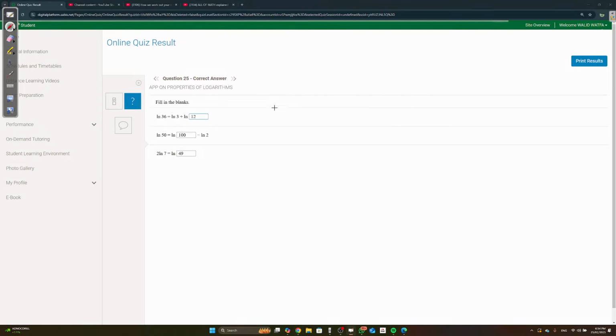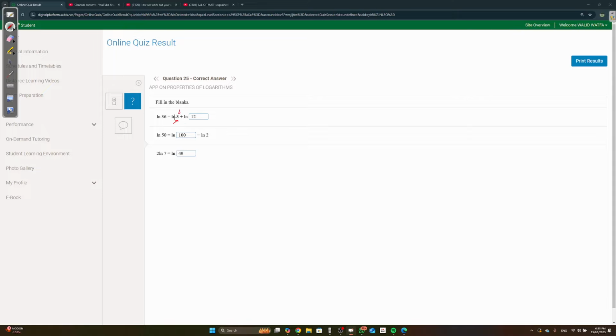Question 25. Ln 36 is ln 3 plus something. If you have ln 36, you can write it as ln of 6 times 6. You can write it as ln 6 plus ln 6. Or you could write it as 2 ln 6. There's a lot of ways you can write it, not a million, obviously, since there's a limited number of ways for the quantity 36. But there's more than one, so there's no definitive answer.